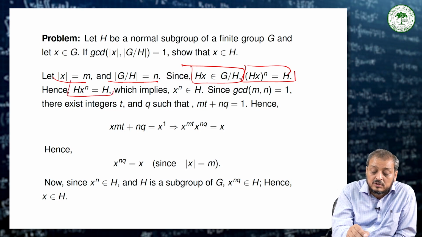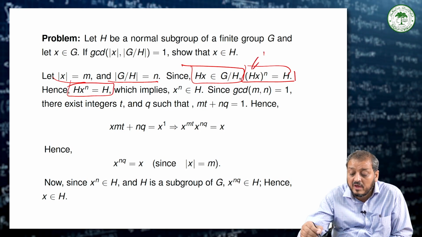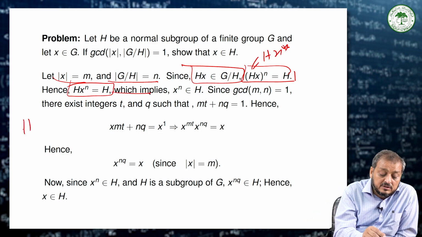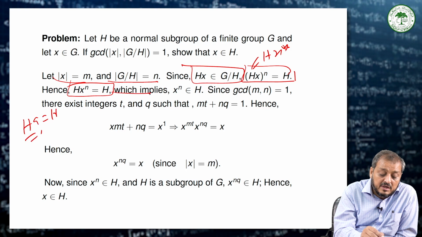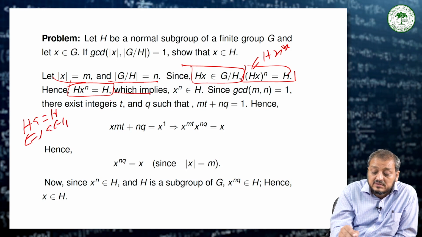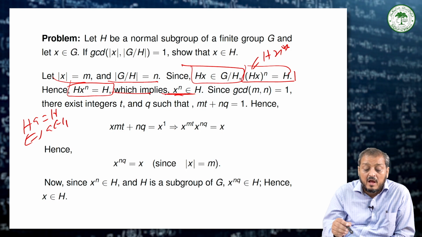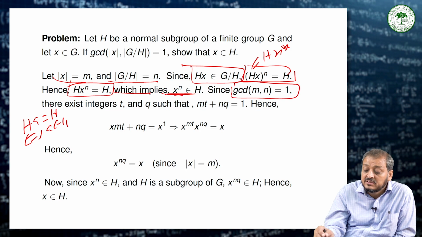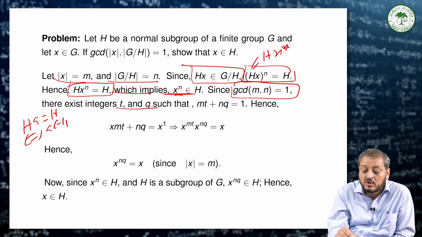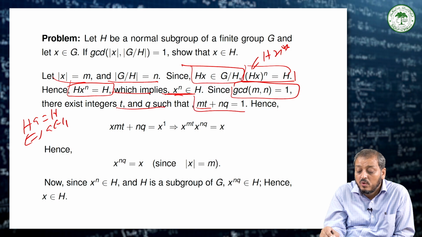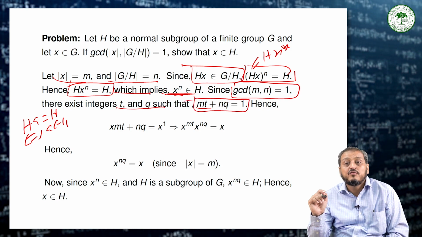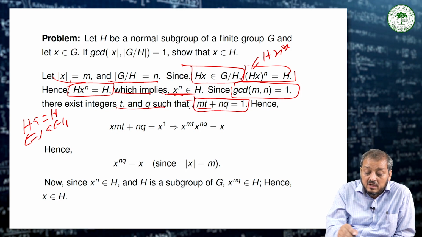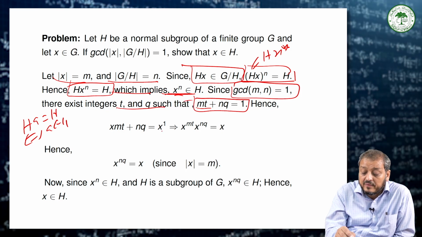If it is the identity, then H x^n, because this is the same as (Hx)^n, and we know that Ha is equal to H implies a is an element of H, means x^n is an element of H. Now since GCD of m and n is equal to 1, there exist integers t and q such that mt plus nq is equal to 1 by the property of the GCD. So hence x^(mt+nq) is the same as x.